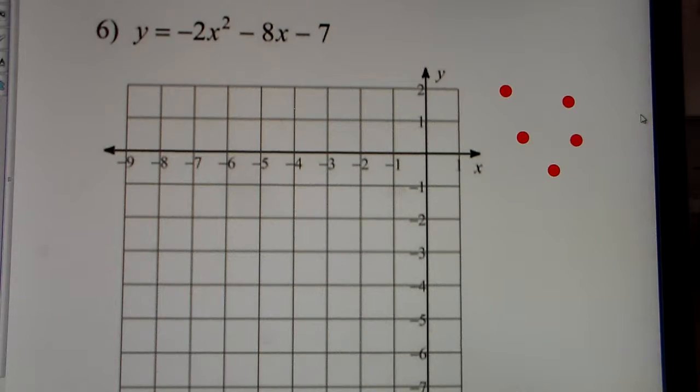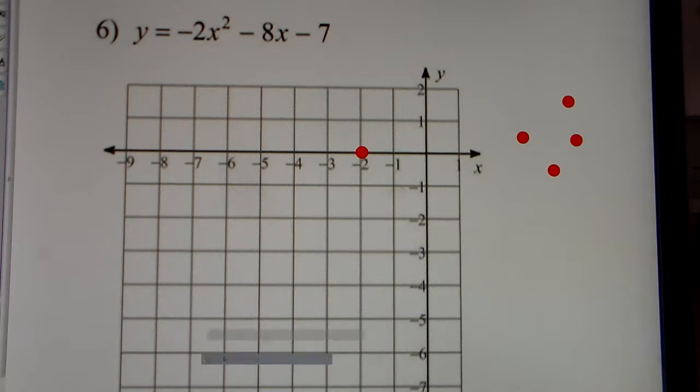We have y equals negative 2x squared minus 8x minus 7. To find out where our vertex is, where our x value is, we do minus b over 2a. So minus a negative 8 gets you positive 8 over 2 times negative 2, which gets you negative 4. So 8 over negative 4 gets you negative 2. So it's going to be somewhere along the negative 2 line, our vertex, somewhere up and down.